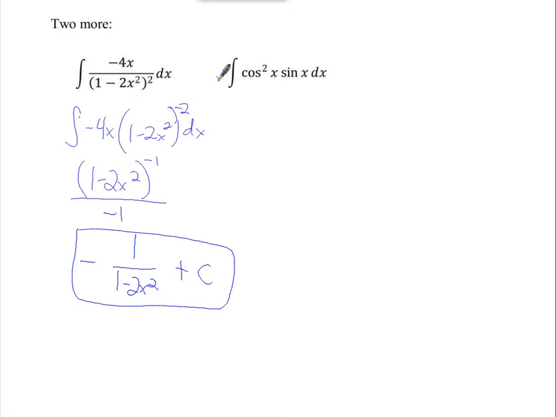For the second one, we should probably rewrite this also. Rather than having cosine squared x, let's make that cosine x squared. Do I have the pattern here? No, why not? Yeah, the derivative of cosine is negative sine. So if I rewrite this, cosine x squared sine x dx. If I had a negative sign sitting here, then I'd have the pattern.